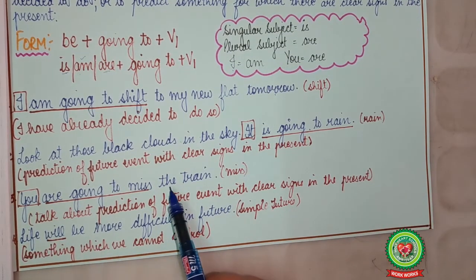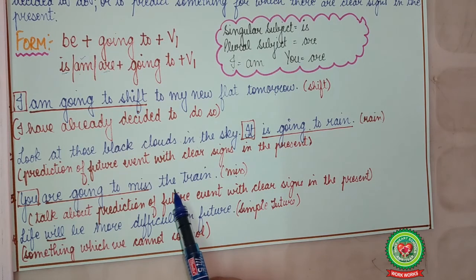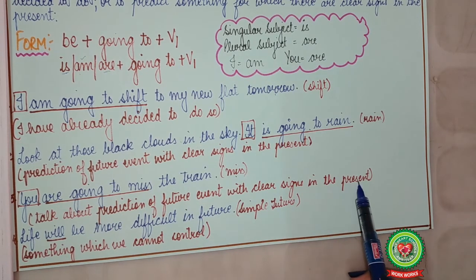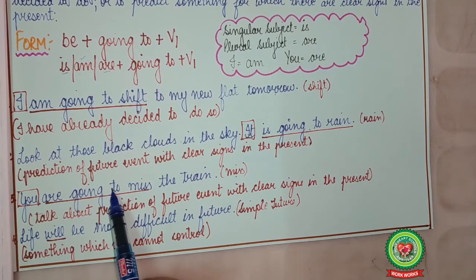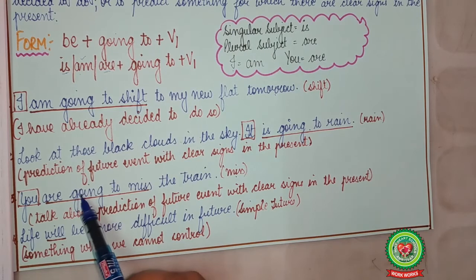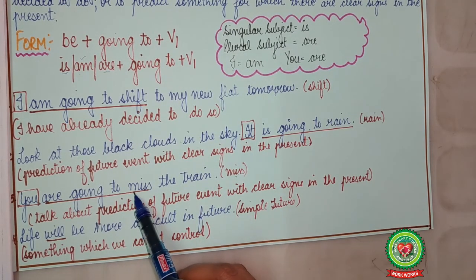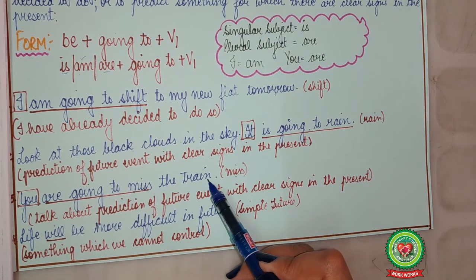You dash the train, and the verb is miss. Now here in this sentence, prediction of the future event is given. And when we talk about the prediction for which there are clear signs in the present, we use going to form. So with you we will always use are plus going to. Miss is the present form of verb. So the answer is you are going to miss the train.